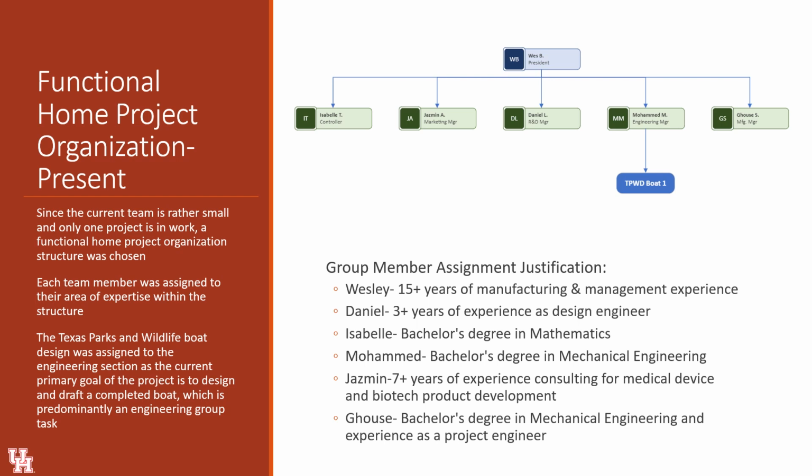So group member assignment justifications are as follows. The president was selected to be Wesley, given his 15 plus years of experience in manufacturing and engineering management. I was given the head of research and development, given my 3 years of experience as a design engineer.